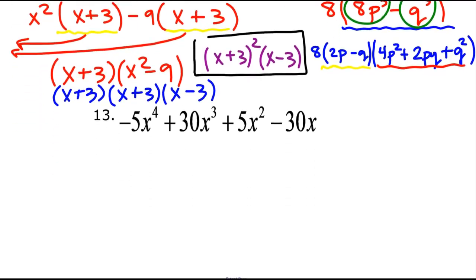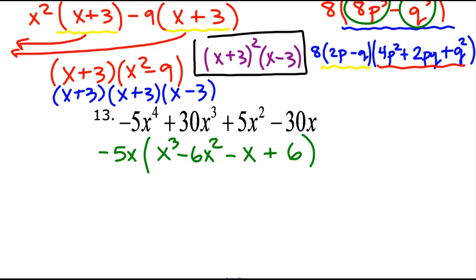Okay, that brings us down to number 13 here, and it looks like we can factor out an x and a 5, or negative 5, so let's take a negative 5x out. You should always take a negative. If it's a leading negative coefficient, factor it out. So now what we have left is x cubed minus 6x squared minus x, and then plus 6.